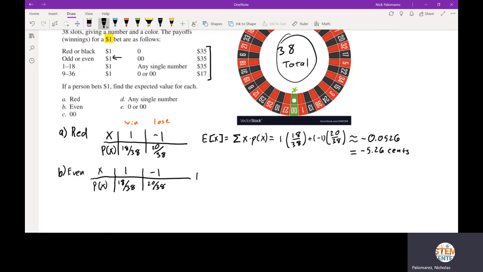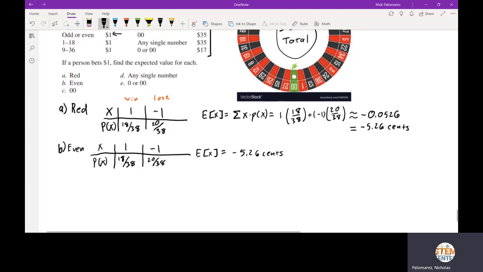Our expected value, notice our probability distribution is the same. So our expected value should be the same, negative 5.26 cents. So betting red or black versus betting odd or even, they have the same expectation in the long run. So part C, now we're betting on the value double zero.